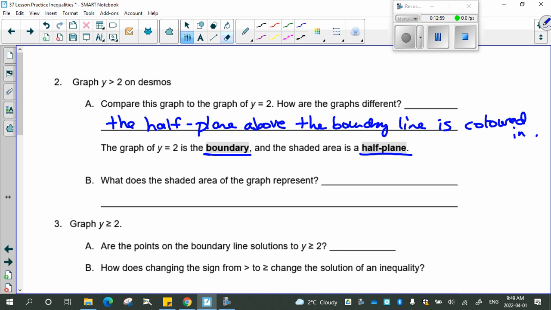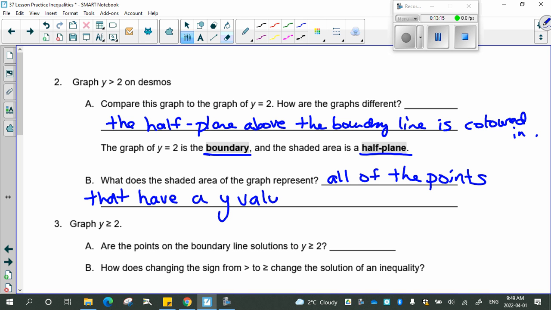All right, what does the shaded area of the graph represent? All of the points that have a y value greater than 2. So there's an infinite number of those points. So the shaded area represents every single point you could think of that has a y value greater than 2. That's what the shaded part represents.